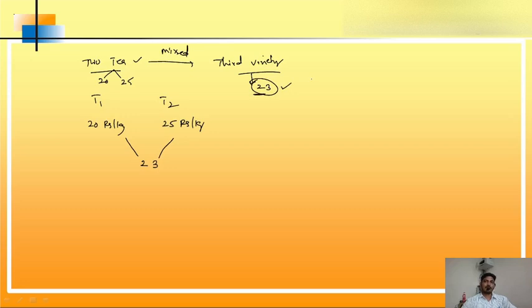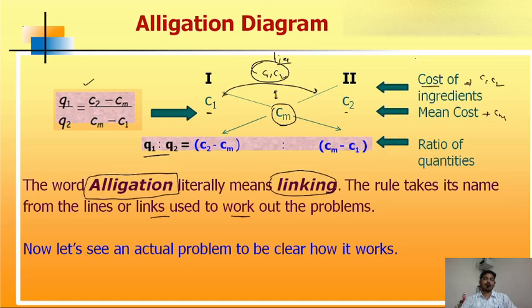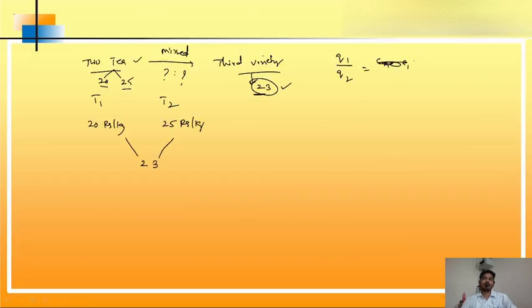In order to sell this third variety for 23 rupees, in what ratio does he have to mix type 1 and type 2? That is what you need to find. So what is the formula we discussed? Q1 divided by Q2 is equal to C2 minus Cm divided by Cm minus C1.